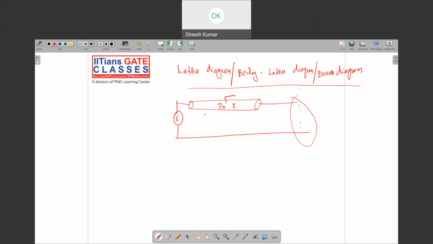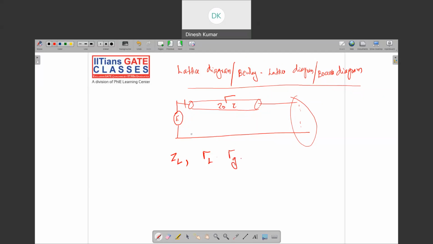So for finding the lattice diagram, first we want to find what is ZL. ZL is basically the impedance across the load. Using ZL, we can find gamma L. I will first explain if there is only one reflection. The more reflections, like 2 or 3, you can do later. So this is basically find gamma L. Then find the reflection coefficient here, that is basically gamma G.